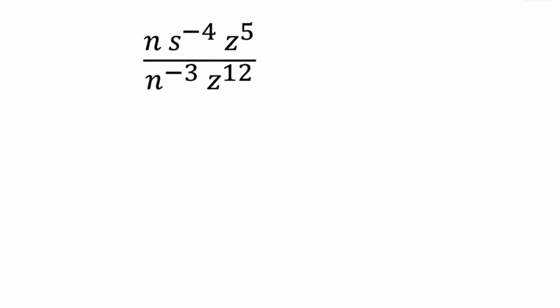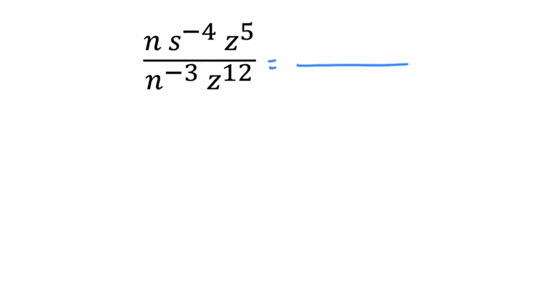Simplify n times s to the negative 4th times z to the 5th divided by n to the negative 3 times z to the 12th. So the first thing we want to do is get rid of all the negative exponents. So just reposition it. If the negative exponent happens to be on top, we want to move it down to the bottom. If it's on the bottom, move it back to the top.